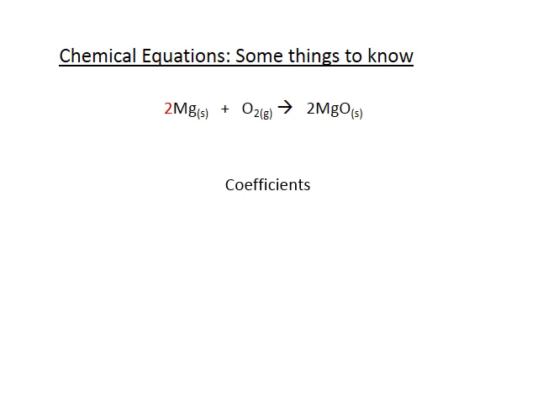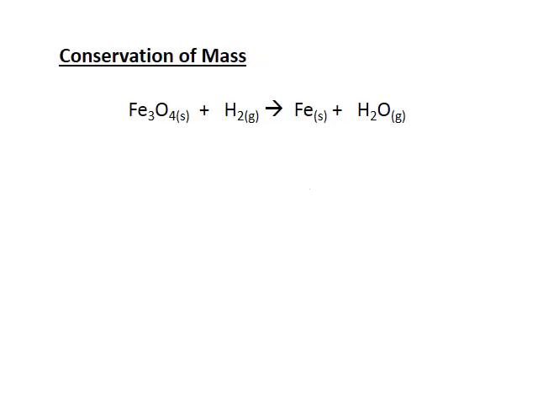So in this case, the coefficient for magnesium is 2. It doesn't appear that there's a coefficient for oxygen, but anytime there isn't a coefficient in front of a substance, that means that it should be 1. We just take the shortcut and don't put that in. And then the coefficient for magnesium oxide is 2, and we'll talk about why those numbers work out for us.